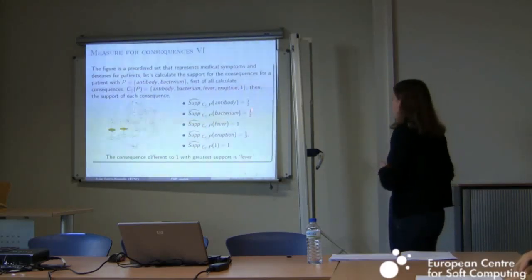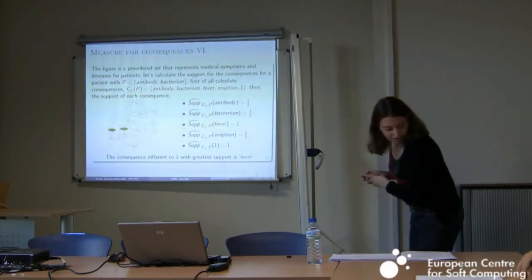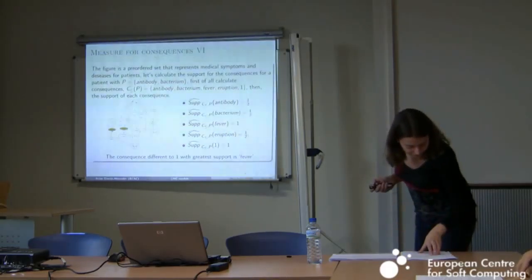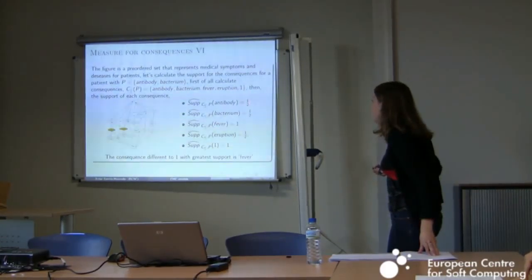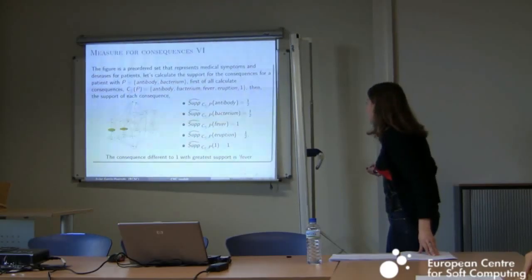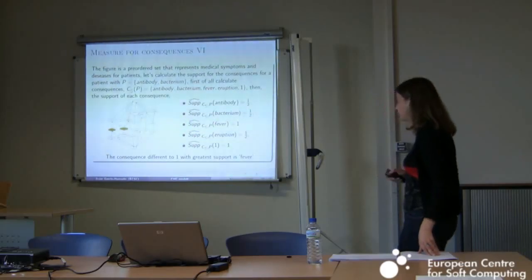The cardinal of the set of premises: the set of premises is antibody and bacterium, so the denominator will be 2. Antibody alone is deducing only from antibody. So the support is 1 divided by 2. Bacterium is the same. There are 2 premises and only bacterium allows us to deduce it. So it has degree a half.